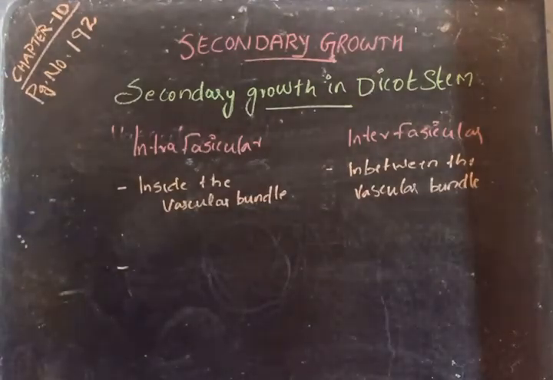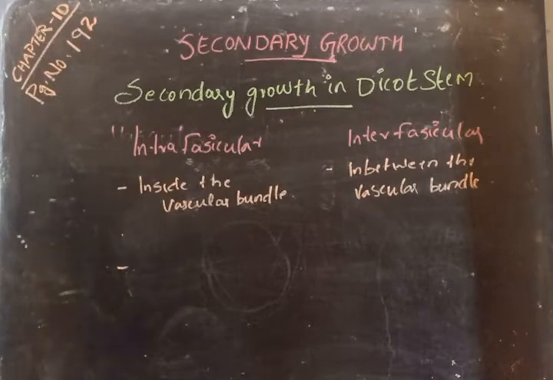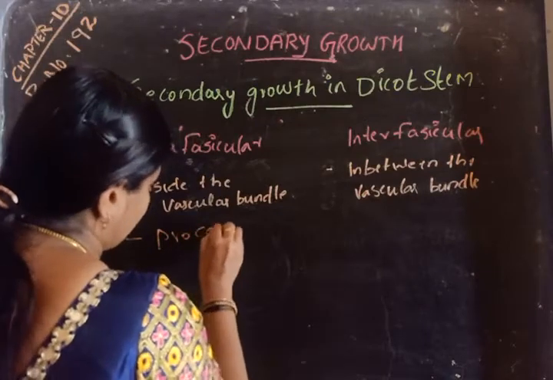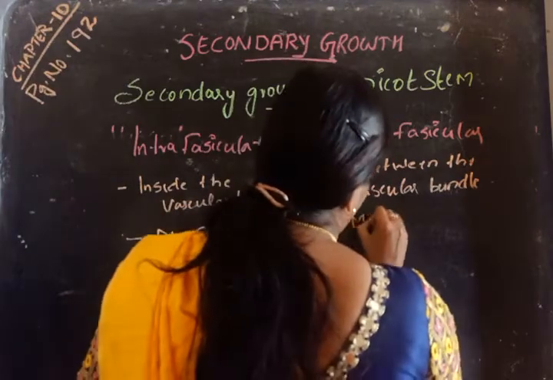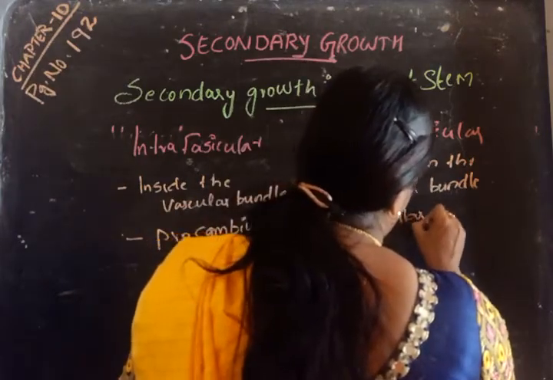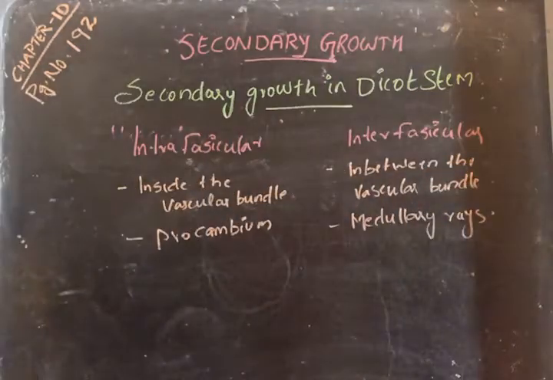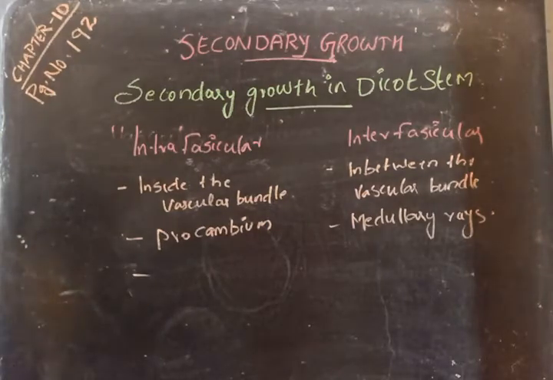Next, we already said that the intrafascicular cambium is believed to originate from the procambium, whereas interfascicular cambium originates from the medullary rays. So, these are the differences between their origins.